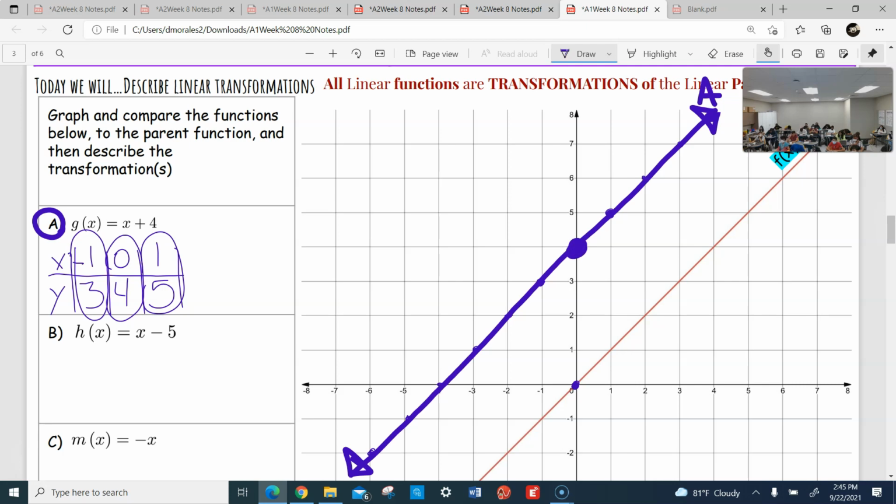So in our first original parent line, the y-intercept was down here at 0. Now where is the y-intercept in that blue line? On the y or x-axis? On the y. So how did it move? To get from this point here to this point here, how did the line move? Up how many squares? 4.